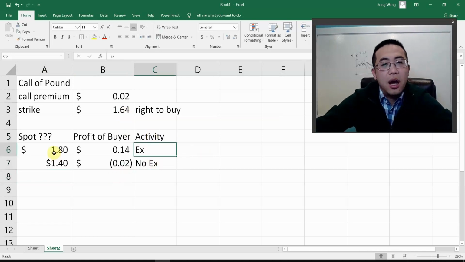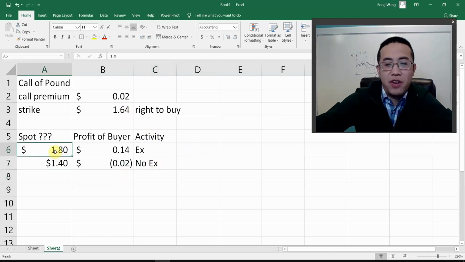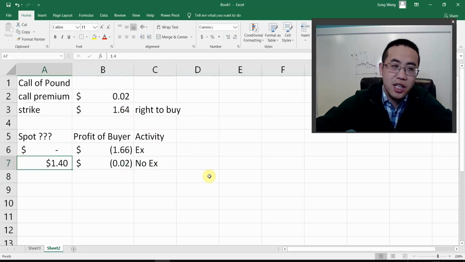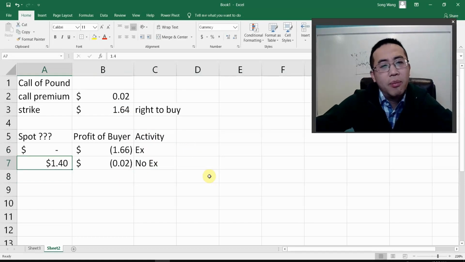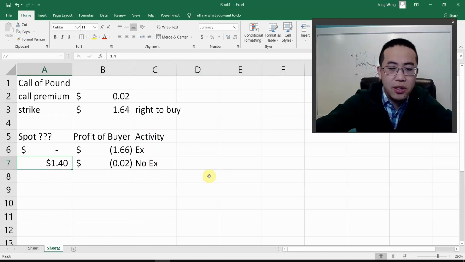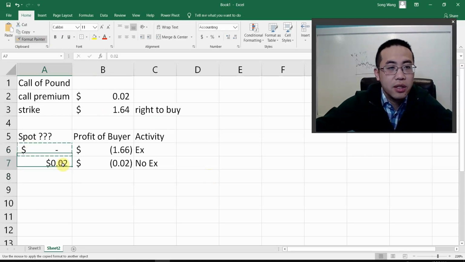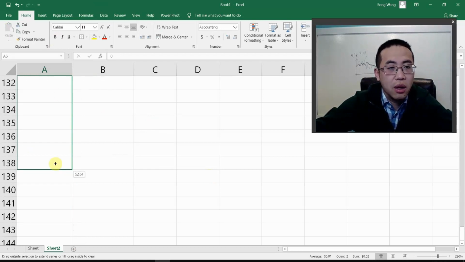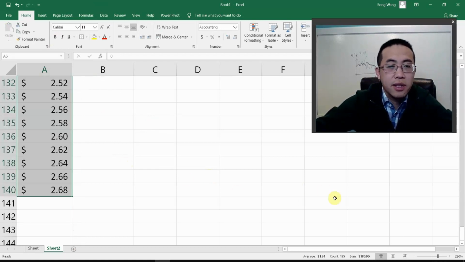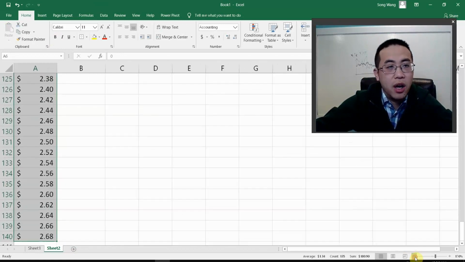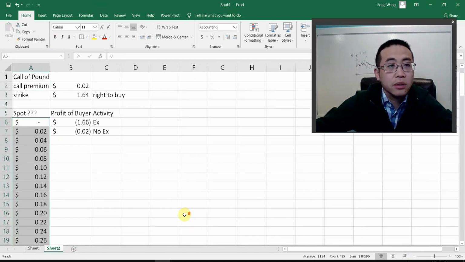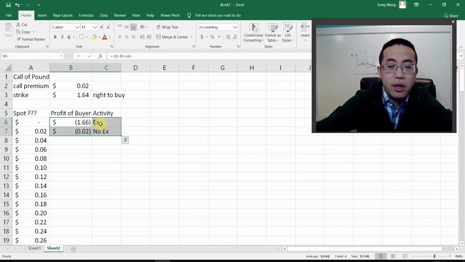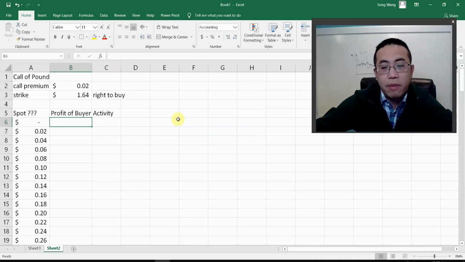Okay, so now I'm about to do something more comprehensive. I want to start the spot rate from 0 and have it increase by $0.02. So the next number is 0.02. All right, make the format consistent, and then I will just drag it all the way down. I think it's good enough. That's long enough. I have simulated over 100 numbers. Okay, starting from here, what's the profit of the buyer?